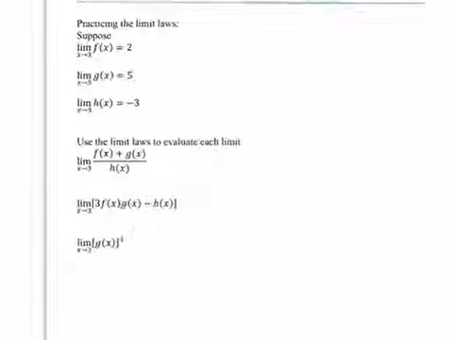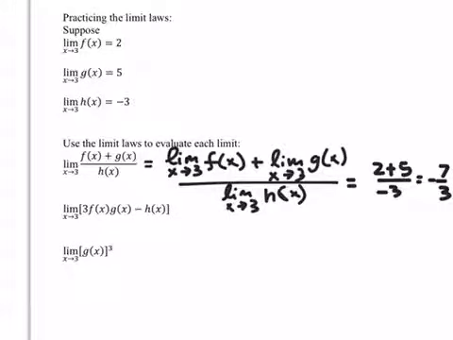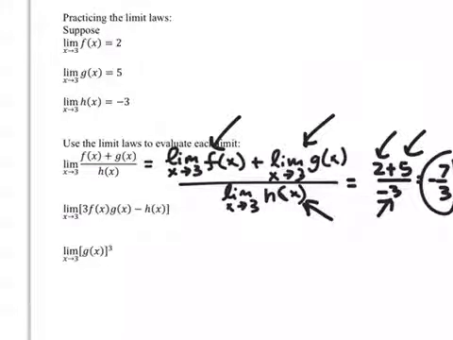So if I know the following, practice using these. Why don't you go ahead and stop the video and then come back and check out the answers. All right, so for our first example, I just used our quotient rule and our addition rule. So I just took the limit as x approaches 3 of f of x, which is 2, and for g of x, which equaled 5, and for h of x, which equaled negative 3. And I used those rules to find a limit of negative 7/3.